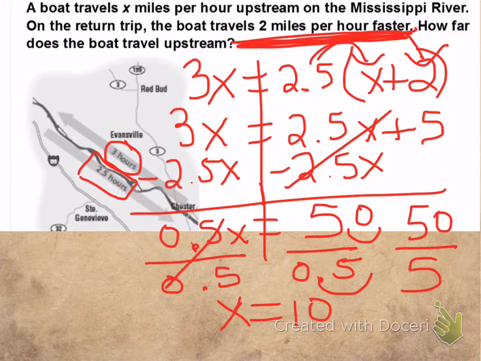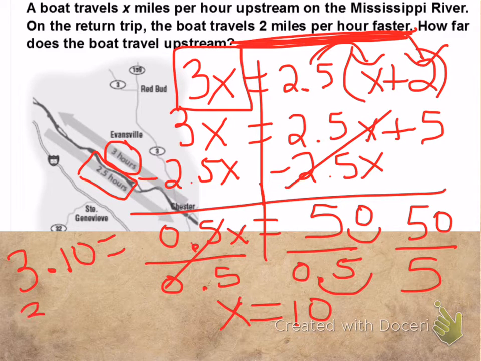So the question is, how far does a boat travel upstream? The 3x represented the upstream. So what's 3 times 10? So it's going to be 30 miles upstream is your answer.